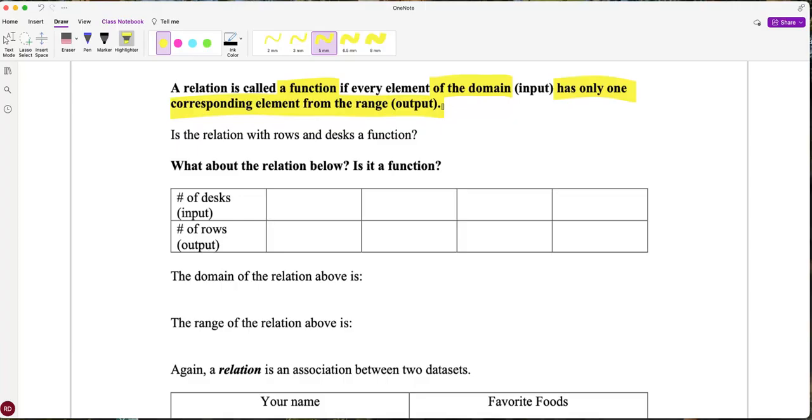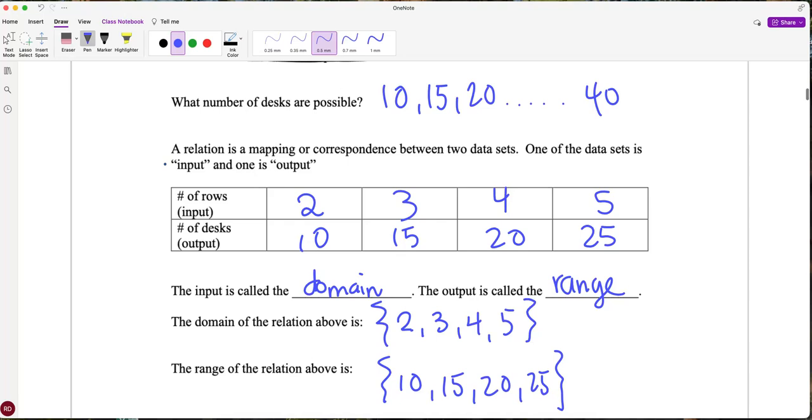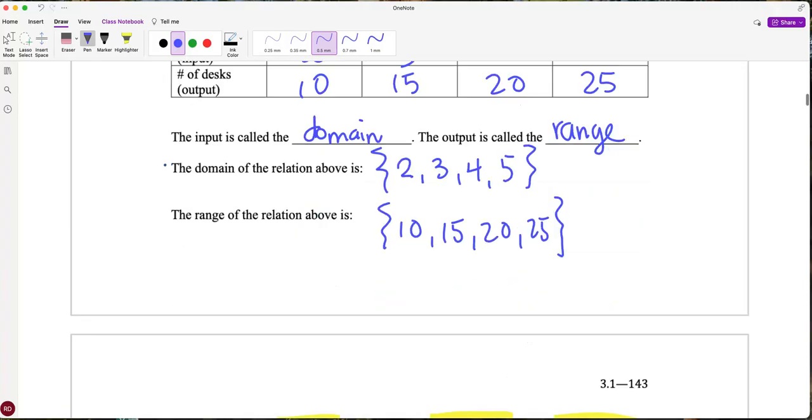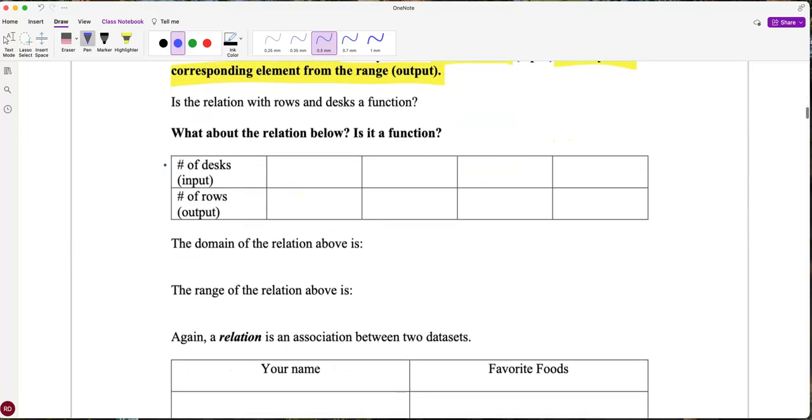So let's look at this. Look at our thing with rows and functions, the one we just did. A function means everything in the domain only gives you one unique answer in the range. Is this a function? Because if you input 2, what answer do you get back? 10. Would you ever get a 15 from a 2? No. So you don't get 2 answers from one number. So every number only gives you one answer back. So that is a function.